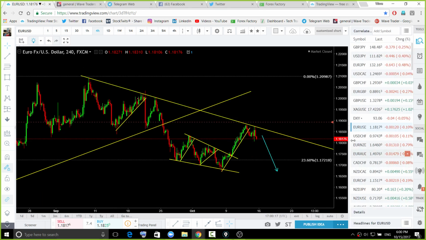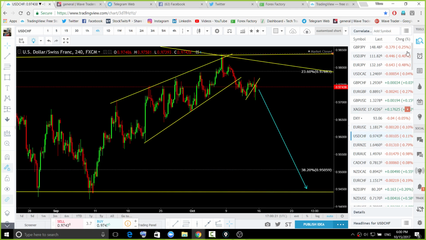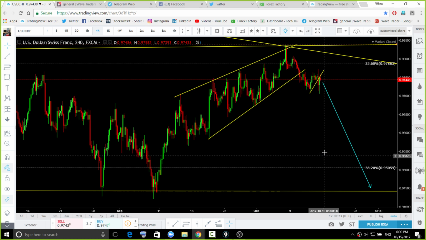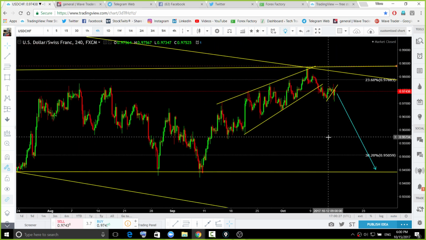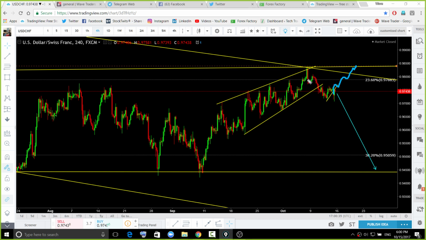So keep an eye. And USD CHF is quite similar to the others, like the DXY and the Euro USD. So if Euro USD is going to fall, what can happen over there? It can get back to the top. So sellers from the top, you have to keep in your mind this can happen over there.